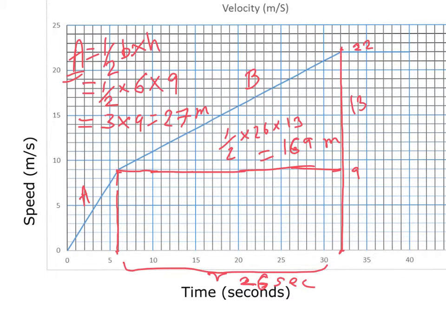Okay, so doing the same kind of calculation for the rectangle, you multiply 26 times 9, and that gives you 234 meters. And so the total distance covered in section B is you add this to that, and that gives you a total distance covered in that section of 403 meters.